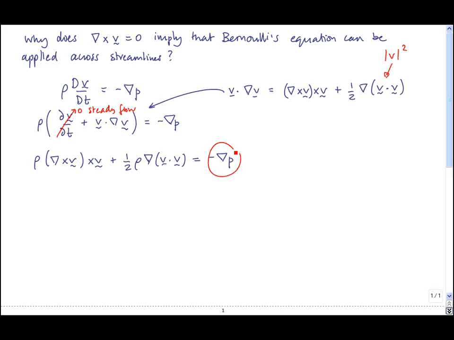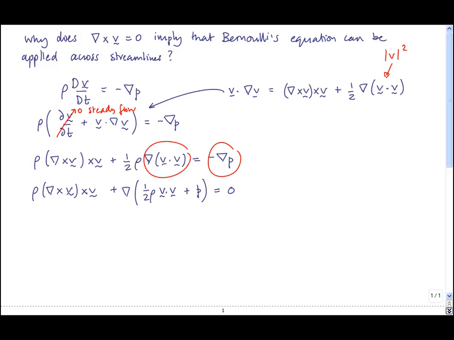Now these two terms, grad p and grad of v dot v, are just the gradients of two functions, so I can put them together and I'm going to get plus grad of a half rho v dot v. There's no problem putting the rho inside the grad because we have a uniform density fluid, so rho does not vary in space, plus p. That's equal to 0 on the right hand side, and on the left hand side I have, as before, rho times the curl of v crossed with v.